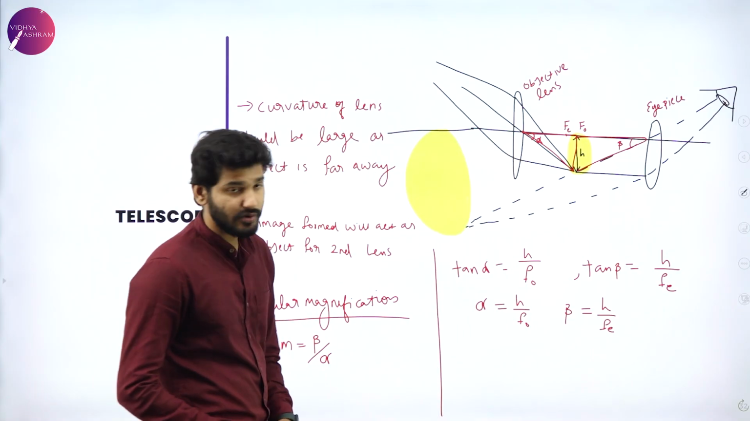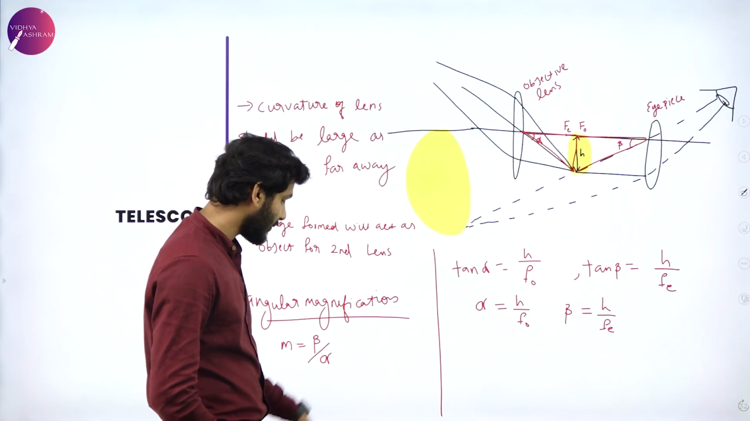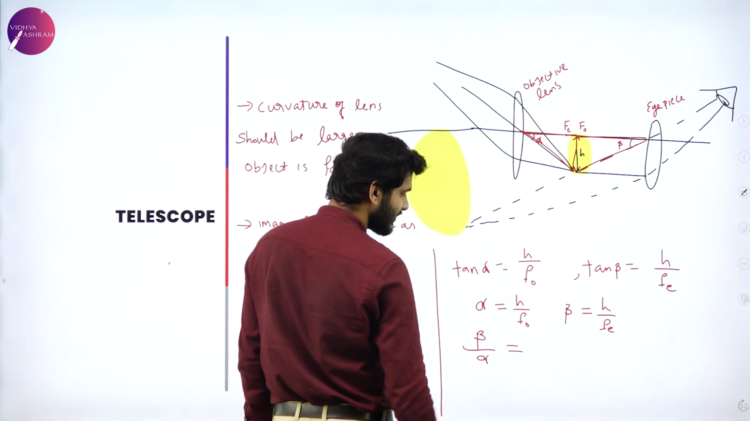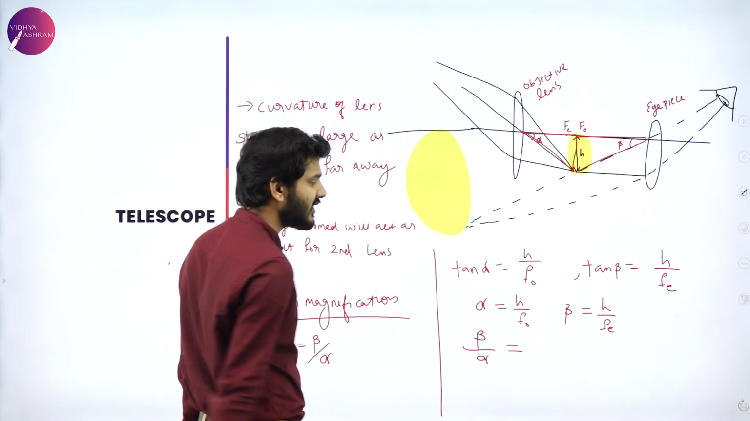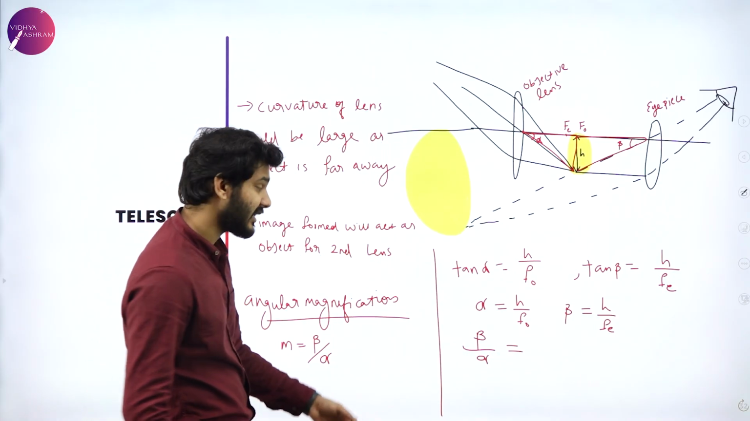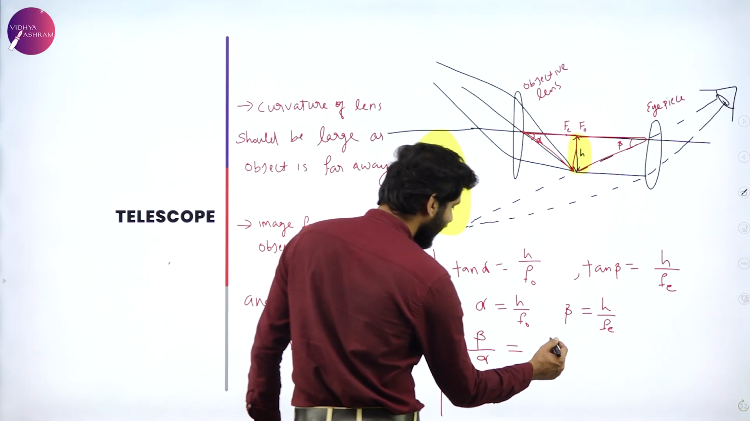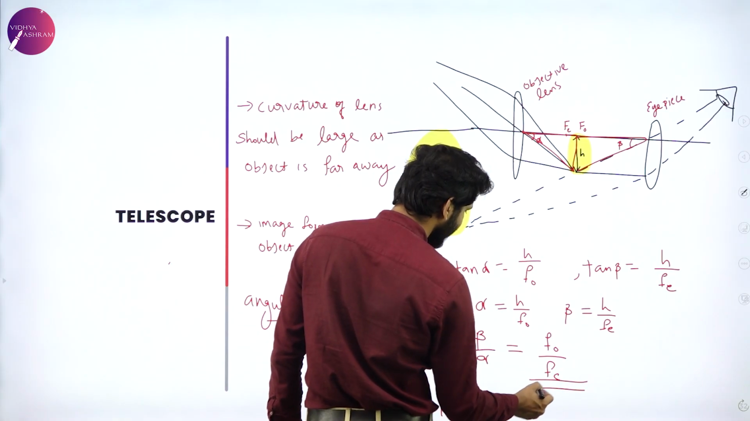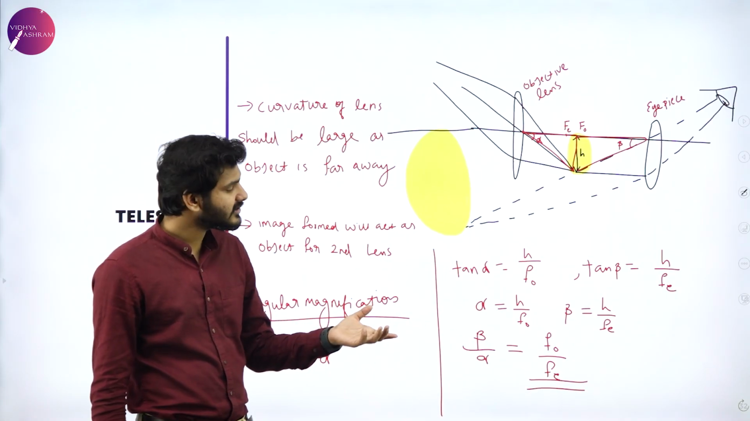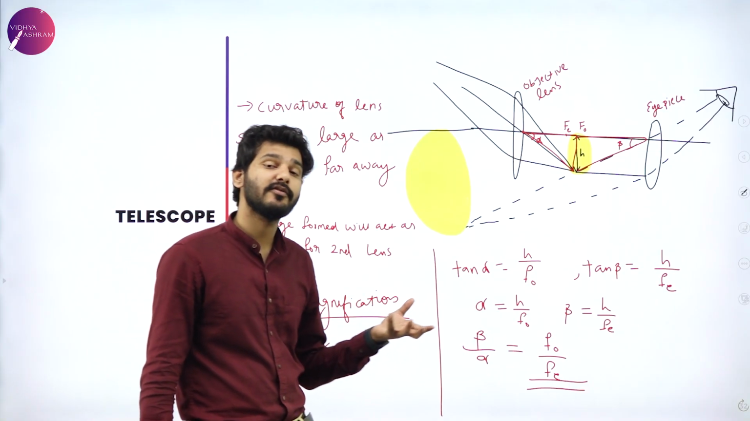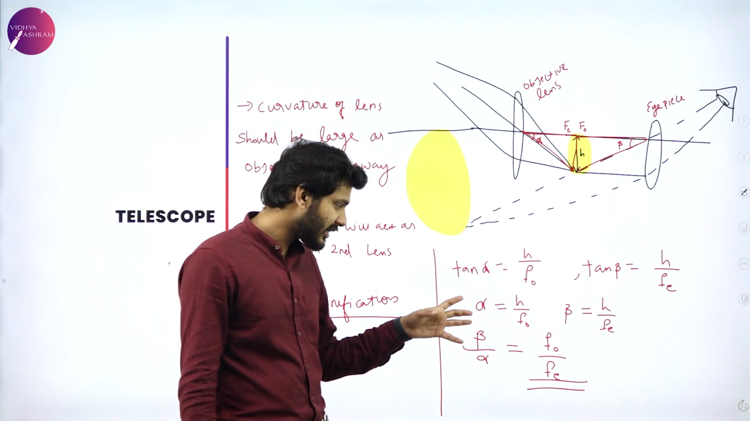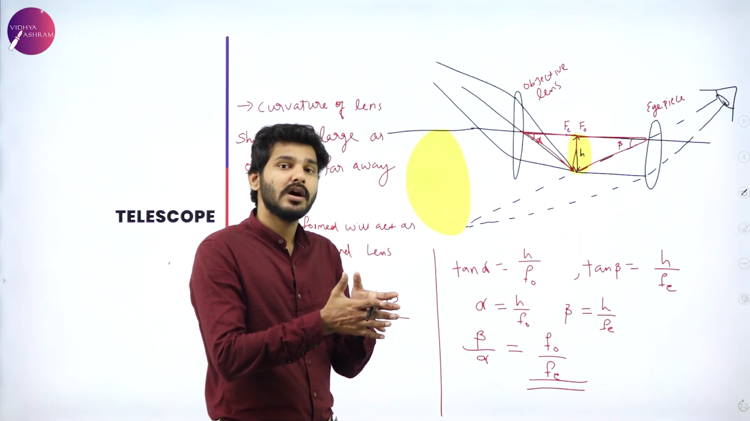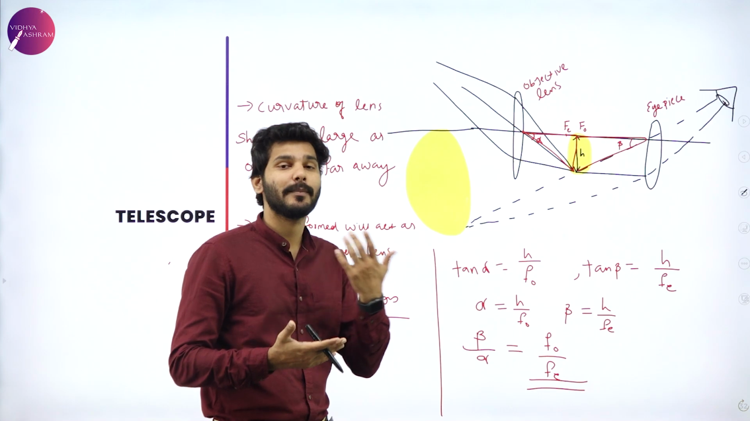Now we are just simply going to find what is beta by alpha. If we take beta by alpha, it is very simple. You can just say that it is going to be the ratio of these two, in which the h's will cancel out, and simply you will get FO by FE. This will be the final ratio you are going to get, that is the focal length of the objective lens to the focal length of the eyepiece. That particular ratio will give you the magnification. So how far or how close they are will define the magnification.